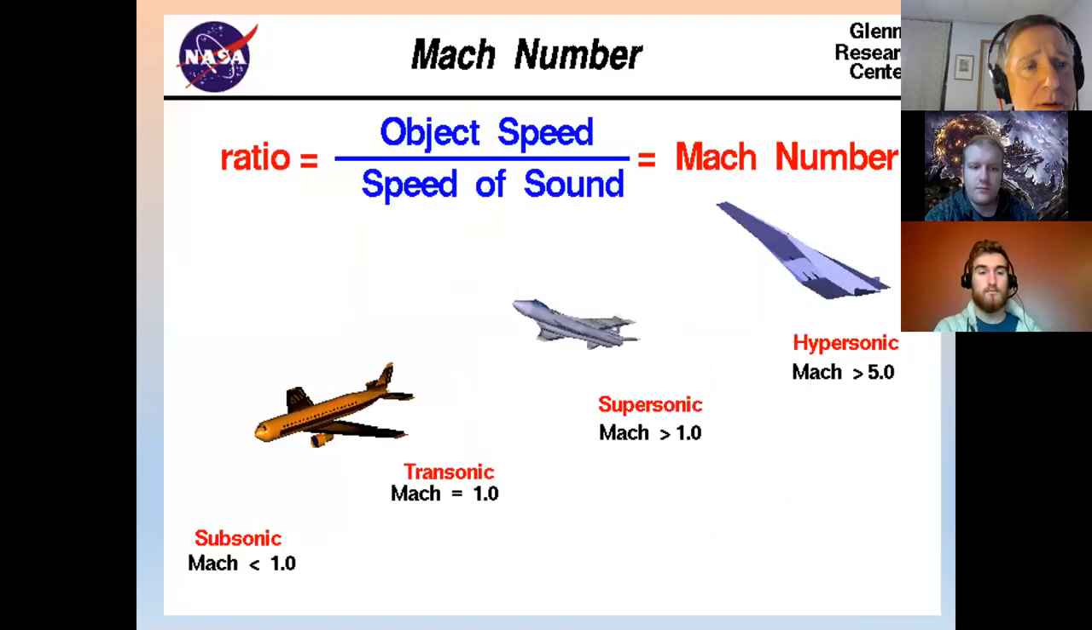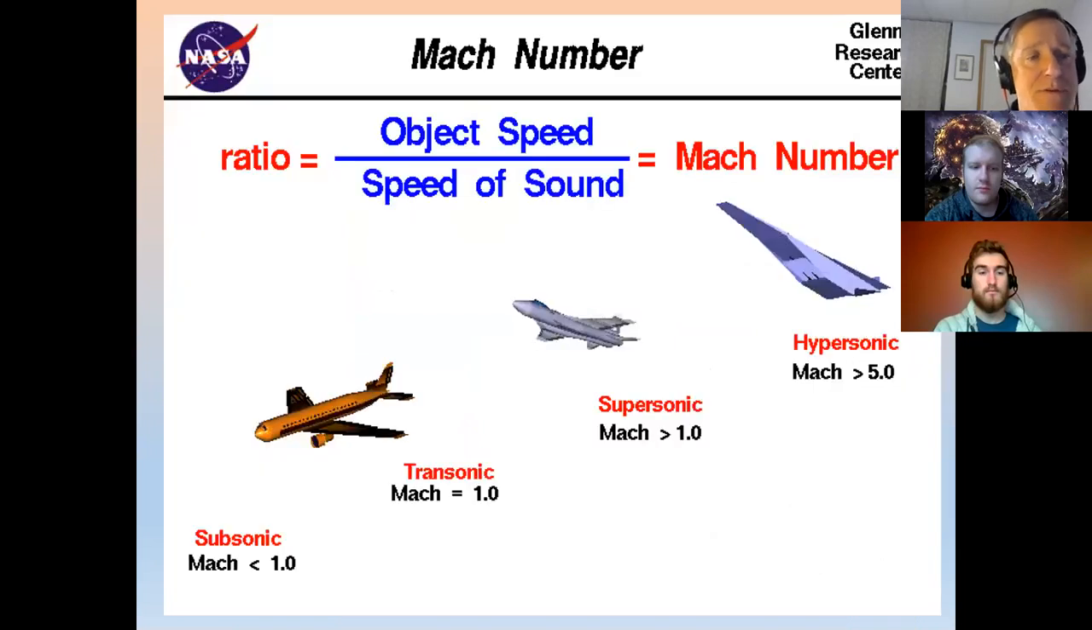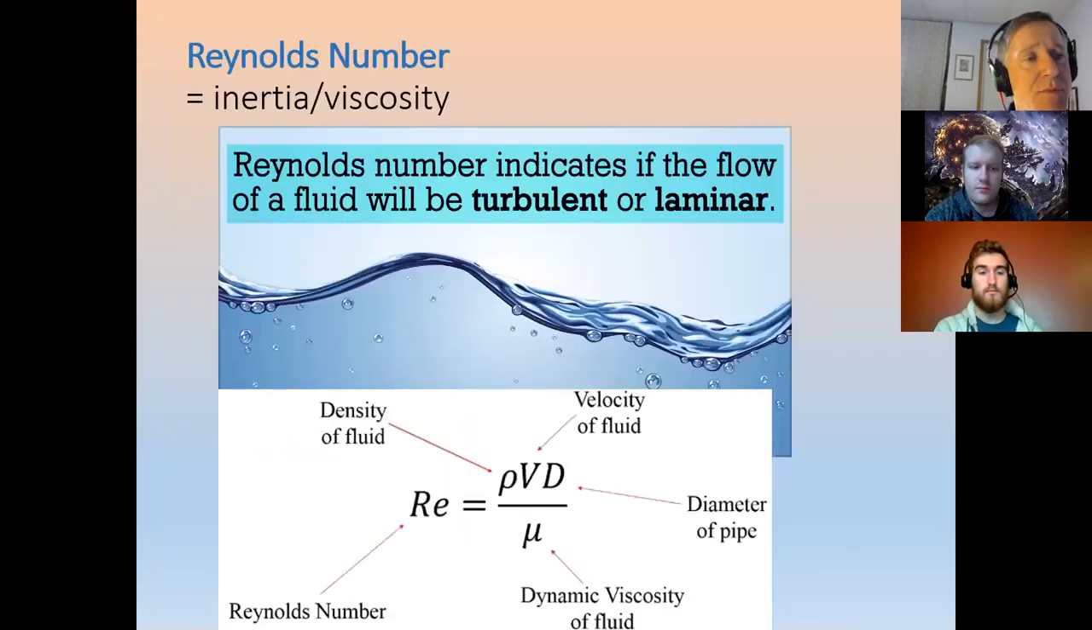Okay, Weber number. Weber number is surface inertia over surface tension, or velocity over surface tension, for atomizing. Mach number is the speed of an object over the speed of sound, and Reynolds number is the velocity over the viscosity, or technically the inertia over the viscosity.